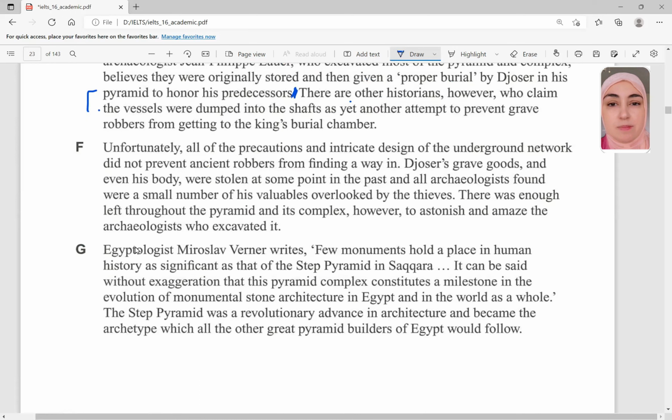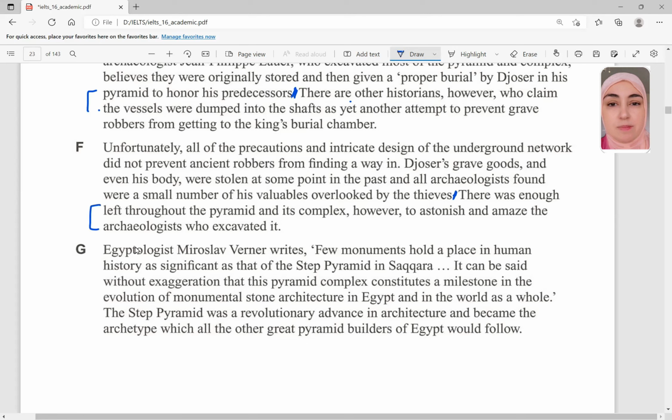Unfortunately, all of the precautions and intricate design of the underground network did not prevent ancient robbers from finding a way in. Okay, that's sad. So robbers actually got in and probably stole the majority or most of the things. All right. So I read the last 2 lines now. This is where the sentence begins. There was enough left throughout the pyramid and its complex, however, to astonish and amaze the archaeologists who excavated it.